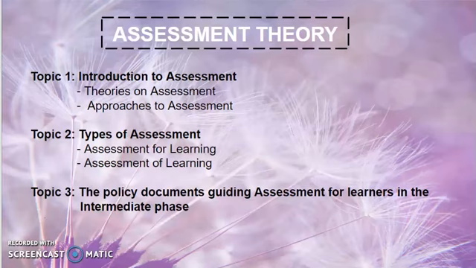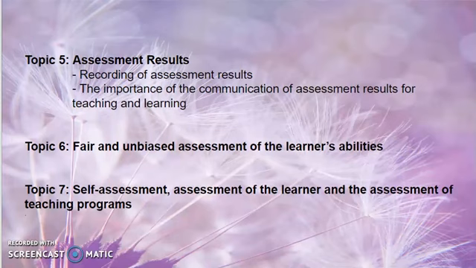The first three, as you can see here, are broken down into the introduction to assessment, types of assessment, and the policy documents that guide assessments for learners in the intermediate phase. Thereafter, we'll be moving on to assessment results, and they're broken down into two parts: fair and unbiased assessment of learners' abilities, and then self-assessment, assessment of the learner, and assessment of teaching programs.